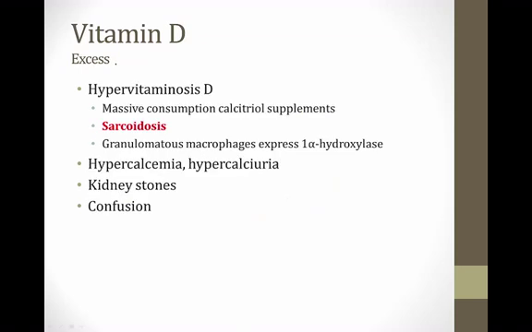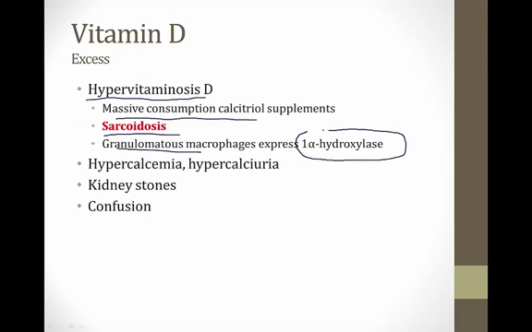If you have too much vitamin D in your body, you develop a syndrome called hypervitaminosis D. This can very rarely occur from massive consumption of vitamin D supplements. The other situation where it's sometimes seen is in sarcoidosis. The granulomatous macrophages in sarcoidosis express 1-alpha hydroxylase, and as I told you before, they can activate vitamin D independent of the kidney and parathyroid hormone, and this can lead to high levels of active vitamin D.